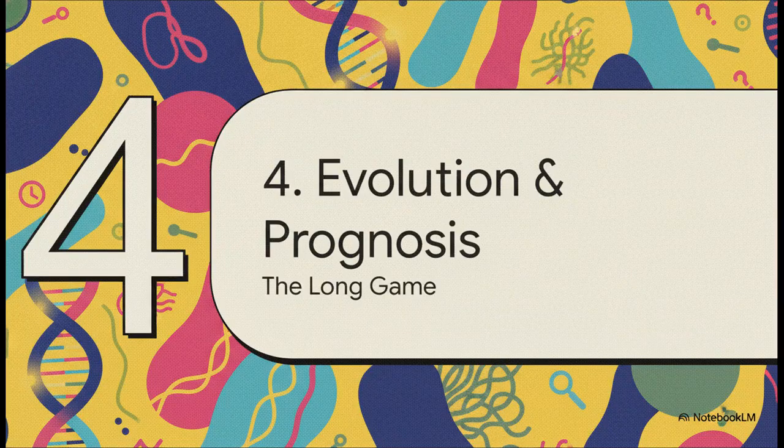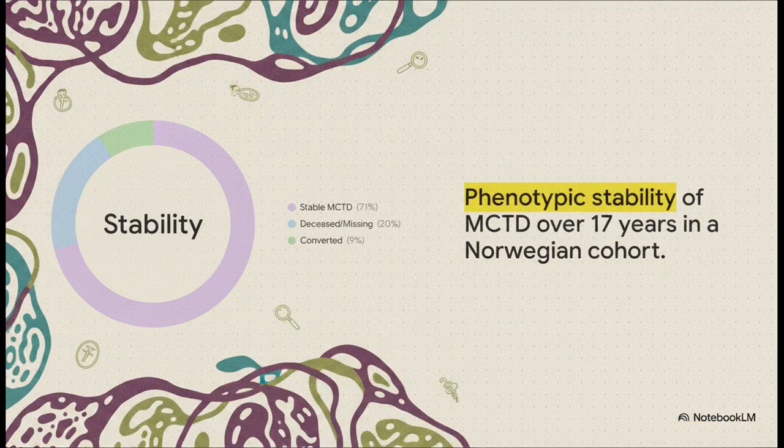All right, let's pivot to Section 4, evolution and prognosis, the long game. Once a diagnosis is finally made, the very first question from the patient is obviously, what does the future hold? For a long time, skeptics argued MCTD was just a temporary state, but a massive, nationwide Norwegian cohort study completely flipped that narrative on its head. They tracked 1,118 patients over a staggering 17 years. And the results? 71% of patients retained a stable MCTD phenotype.